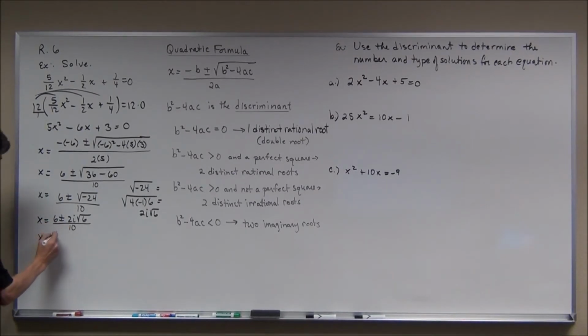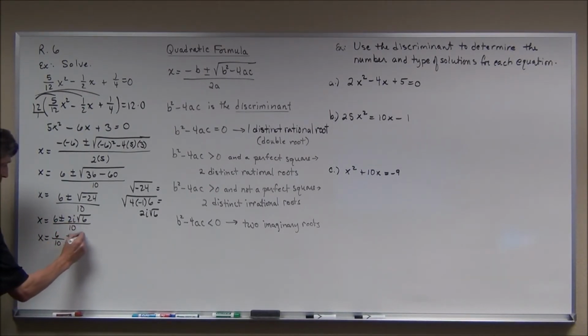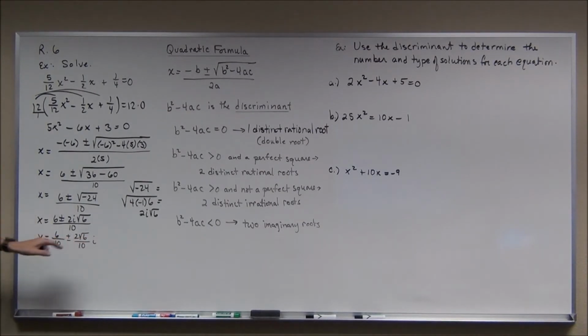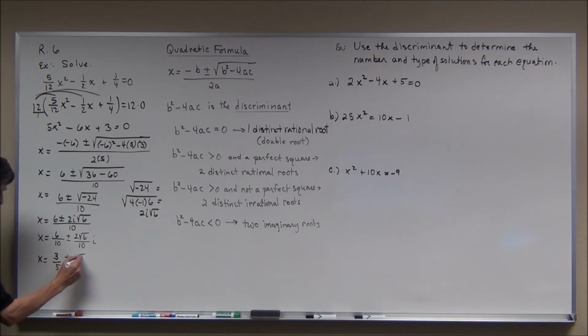which I'm going to break apart into two fractions. I'm going to have 6 over 10 plus or minus 2i square roots of 6 over 10, and I'm going to write it in standard form, 2 square roots of 6 over 10 i. I don't need to put the i in between the 2 and the square root of 6 since it's written as a fraction. It's not going to look as likely that the radical sign contains the i. But both of these fractions simplify. I can divide top and bottom by 2, so this is 3/5 plus or minus the square root of 6 all over 5 i. And these are my two solutions.